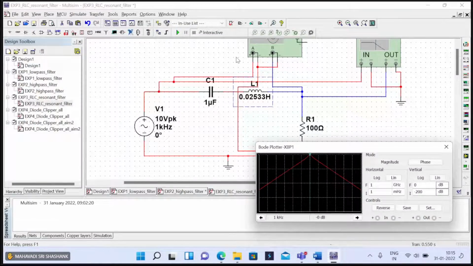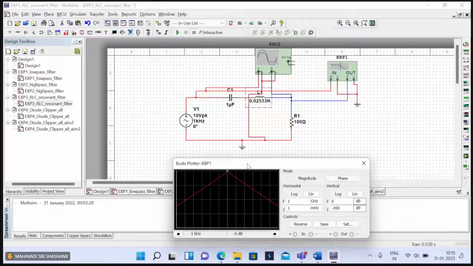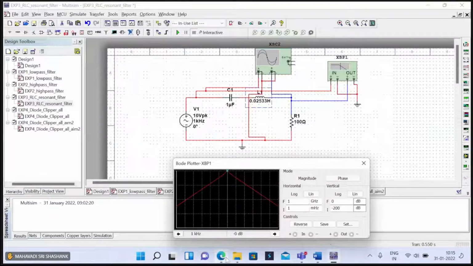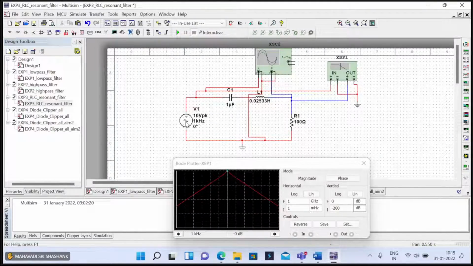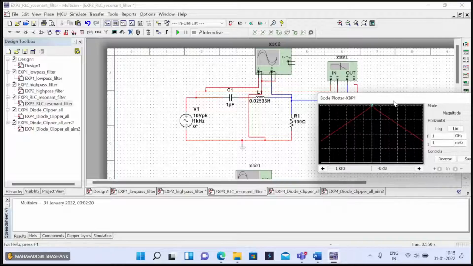Ma'am, this is for the third experiment. They have asked us to perform two experiments, aim 1 and aim 2. But since we can observe the second aim in the first itself, through the frequency response plot, I have done only one, ma'am. I have taken 1 kilohertz frequency and 10 volt peak to peak, and C1 and L1 we can calculate from that.